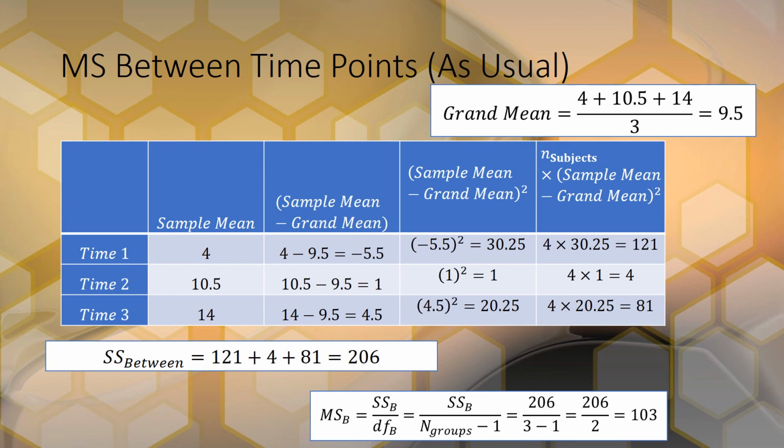And now we want to find the mean squared between. And that has this formula: the sum of squares between divided by its degrees of freedom. And the degrees of freedom should be a little intuitive, right? We have 3 groups, so it's going to be the number of groups minus 1. It's going to be 206 divided by 2, and we get 103. So our mean square between is 103.